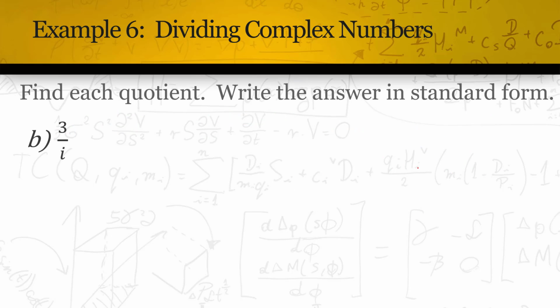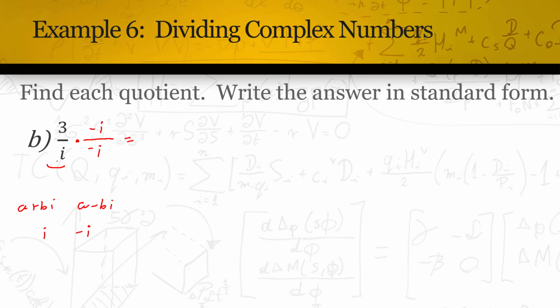Okay, what about this one? Well, this one, we are basically taking 3 and dividing by i. But once again, we want to multiply this by a fraction where the numerator and denominator is the complex conjugate of i. Well, what is the complex conjugate of i? Remember, the complex conjugate of a plus bi is a minus bi. So in this case, the complex conjugate of i is just -i, because we have an implied coefficient of 1. So we're going to multiply both numerator and denominator by -i.